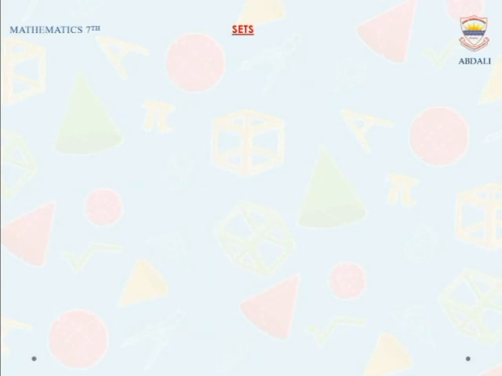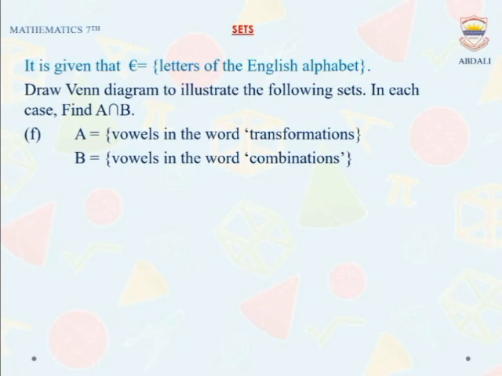Okay, so our next part is part F, in which A set contains the vowels in the word transformation. Yes, class, now we are not talking about all the alphabets. Now we are not talking about consonants. We are just talking about the vowels of the word transformation, which are A, O, I here. And in set B, the vowels in the word combination, which are O, I, A.